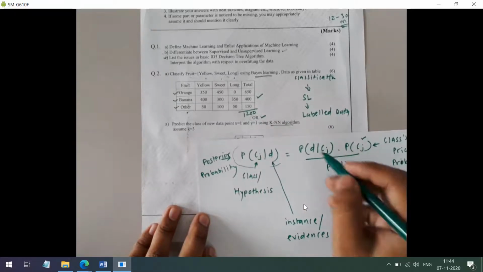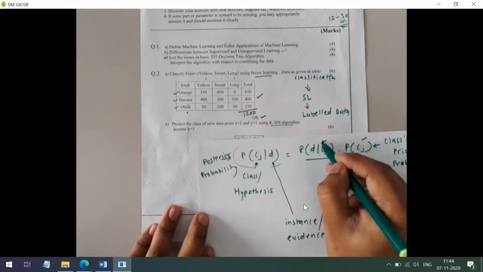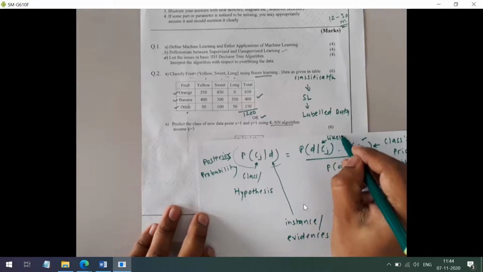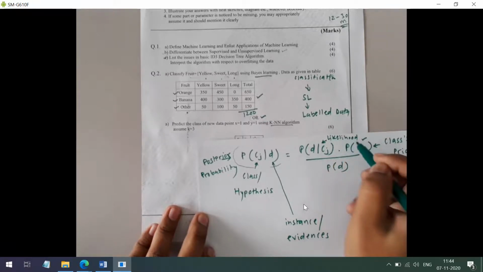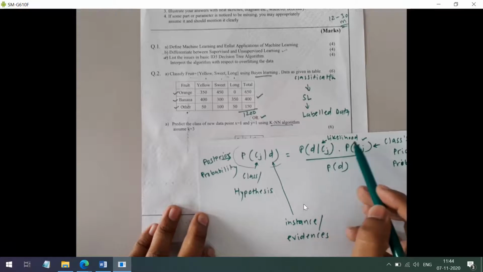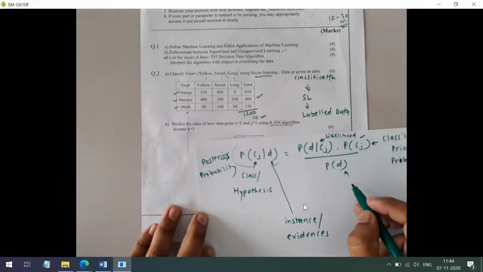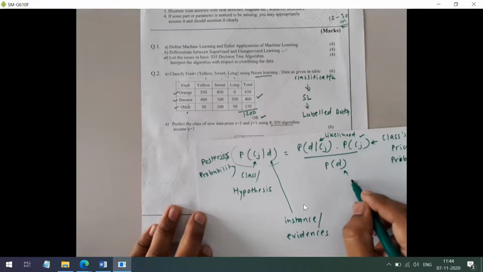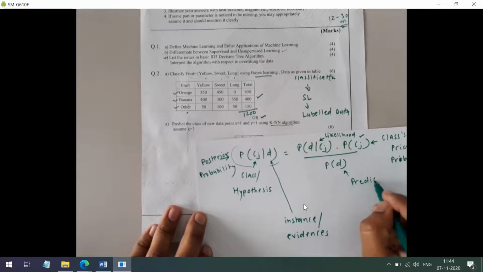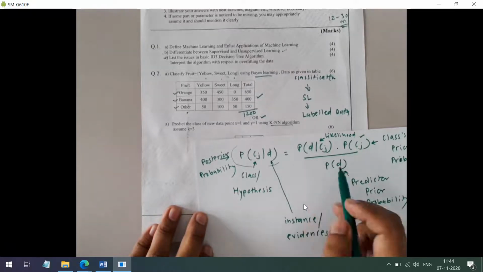Then this term is known as the likelihood. This is the class prior probability, and this is known as the predictor prior probability, or instance prior probability. So this is the equation of the Bayes classifier.